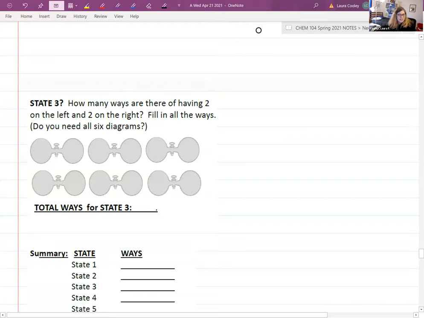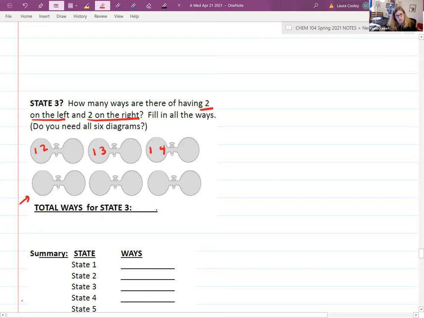This is the hardest one, right? What if we have two on the left and two on the right? So you probably have to come up with some system of doing this. So one and two on the left. What if I do one and three on the left, and then one and four on the left? And what should I do? What should I put here?